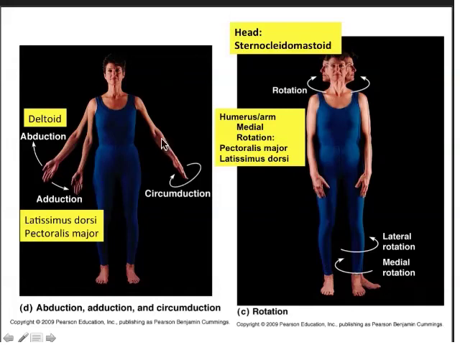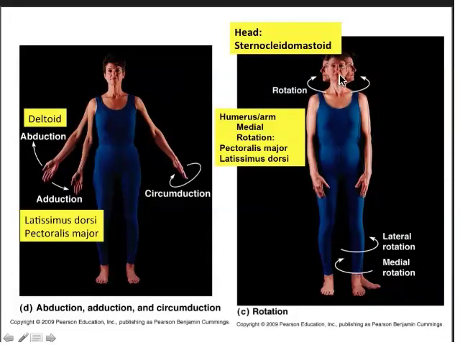Here we've got circumduction. This is tracing a circle with the extended arm, okay, with the tips of your fingers while keeping your wrist and your elbow stiff. Okay, so that's what circumduction is. And you can see that movement here. And then you've got rotation, okay?